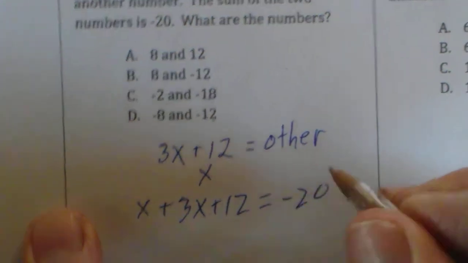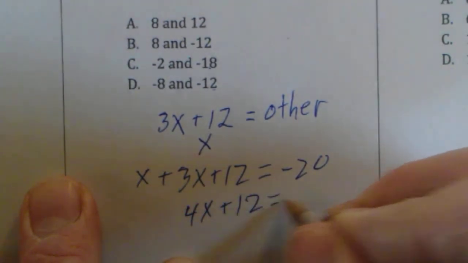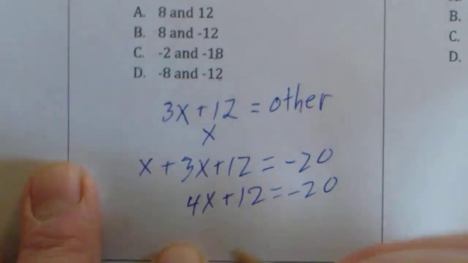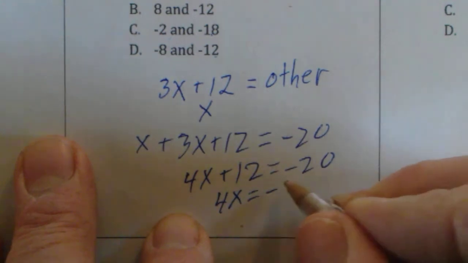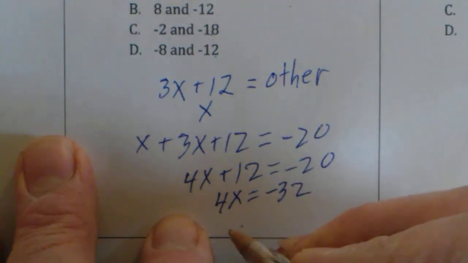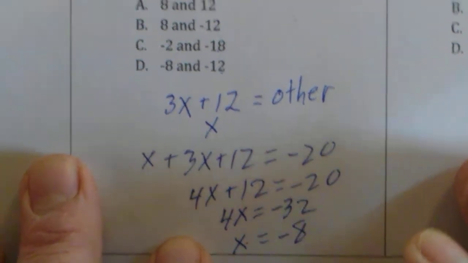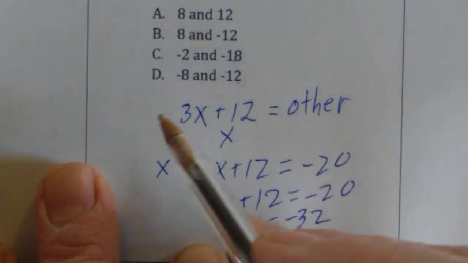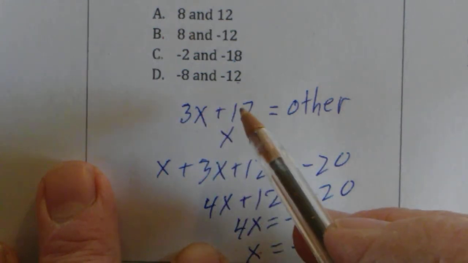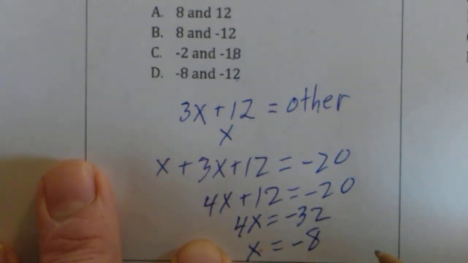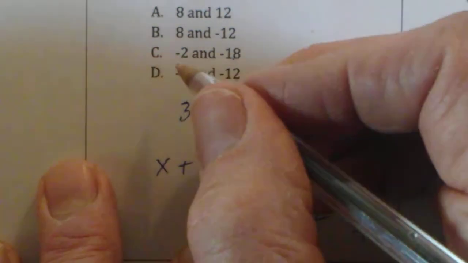You add it together, minus 20. You get 4x plus 12 equals minus 20. Subtract 12 from both sides, you get 4x equals minus 32. Divide by 4, x equals minus 8. So one number is minus 8. The other number is 3 times minus 8, which is minus 24, plus 12 is minus 12. Minus 8 and minus 12 are the two numbers. And there it is, D.